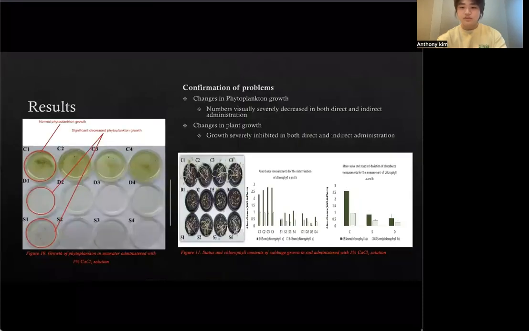The calcium chloride also shows significant damage in phytoplankton growth. As shown in figure 10, while the control group shows significant amounts of phytoplankton, the indirect group and direct group show little to almost no phytoplankton. Additionally, it also impeded plant growth. In figure 11, the plants of the direct and indirect administrations were comparably less healthy and grown less than the control group. Not only visually were they damaged, but when the absorbance of chlorophyll A and B was measured, the control group showed a significantly higher measurement than the direct or indirect group.